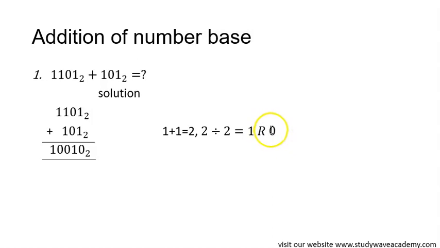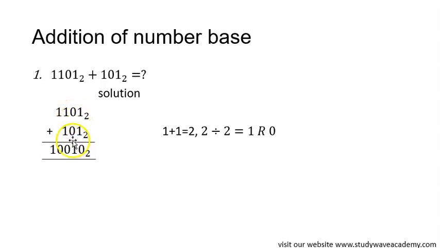Now, we take the 0 and carry 1 over to the next column. So we write 0, and carry 1 over to the next column, which is here. So 0 plus 0 is 0, plus the 1. Don't forget the 1 you carried over. Plus 1 is 1. 1 is not higher than 2, right? So we write down 1.